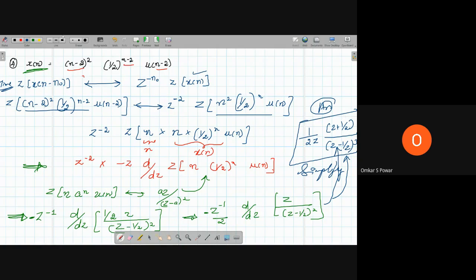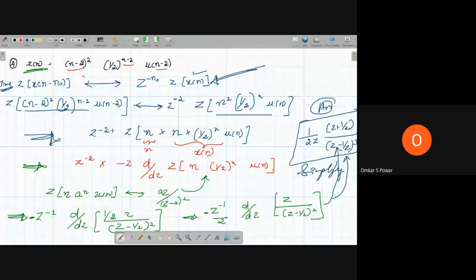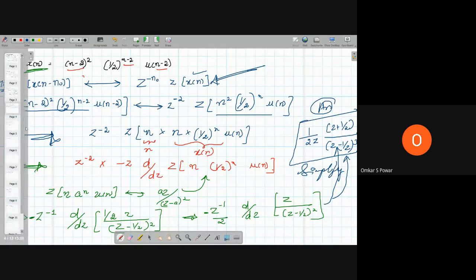So let us see what the logic behind this is. Given x of n, first you have to use the time shifting property. Then use the frequency differentiation property, then simplify and get the answer. So it's just like the previous problem. I have not changed much here. Okay, we'll go to the next problem.